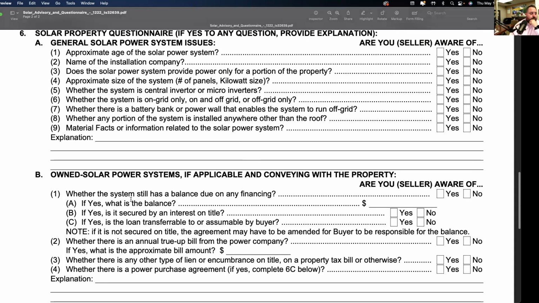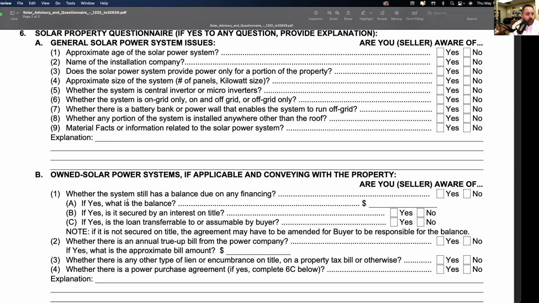Okay. This is now owned solar power systems. If, right, you own it and you're transferring it with the property, are you, the seller, aware of whether the system still has a balance due or any financing? Yes or no. If yes, what is the balance? If yes, is it secured by an interest on title? Yes or no. If yes, is the loan transferable?